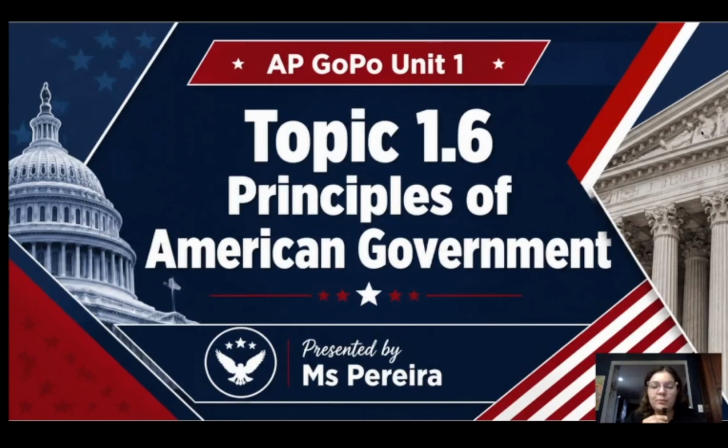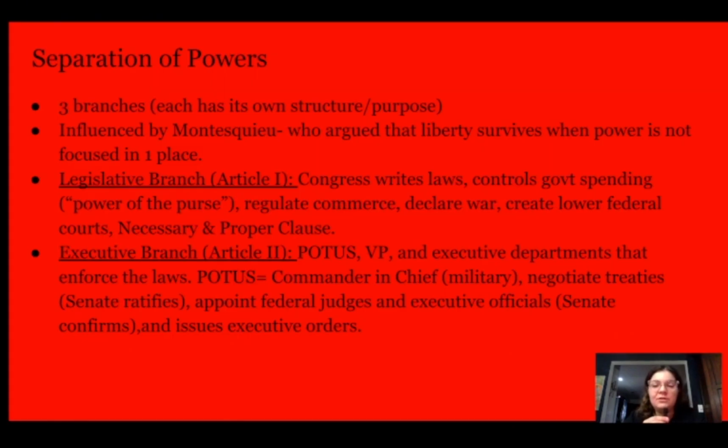Welcome to topic 1.6, Principles of American Government. Now we know the Constitution divides power into three separate branches and gives them the tools necessary to limit the others. So first we have separation of powers: three branches, each has its own structure and purpose. This was influenced by Montesquieu, an Enlightenment thinker who believed that liberty survives best when power is not concentrated in one place.